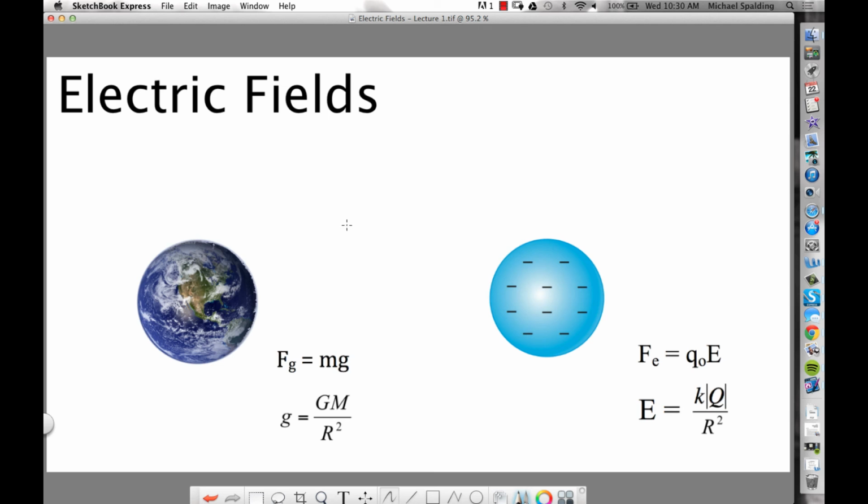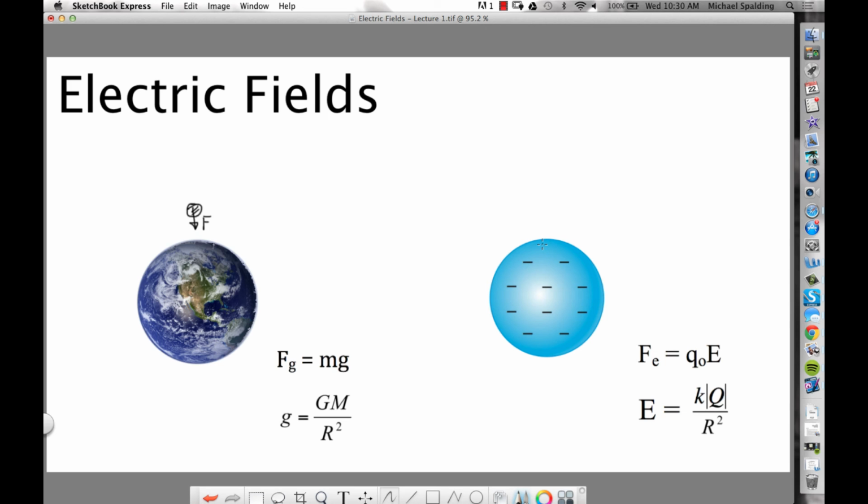And if you think about it, can gravity do that? Can gravity act with no physical contact? Here's the Earth. If you put an object above the surface of the Earth, what's the Earth going to do to that object? Pull it down. There's going to be a force there, right? No physical contact. That's why we call it the gravitational field.